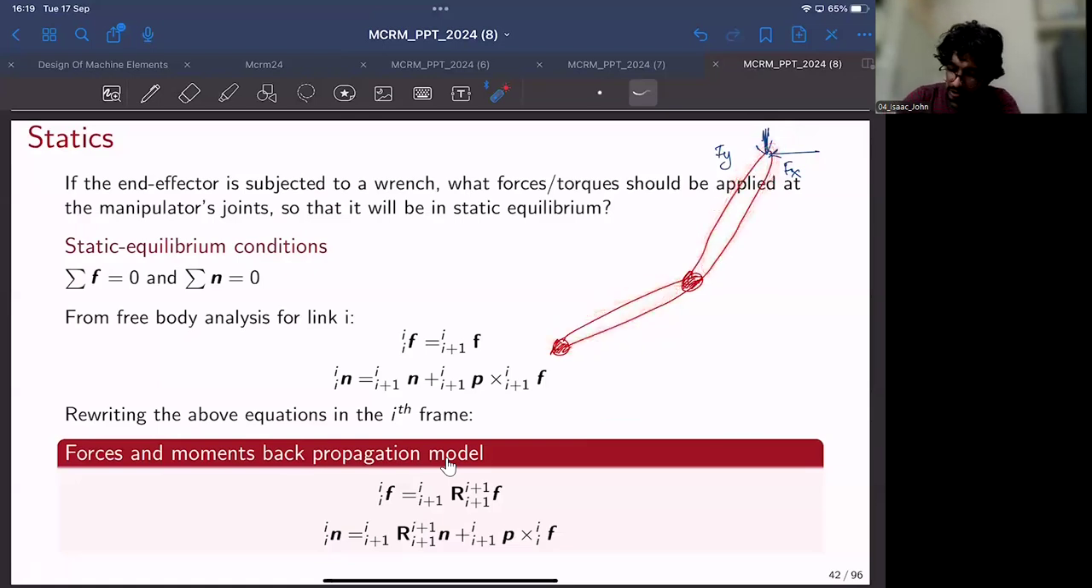And we do so by analyzing the free body diagrams of each of these links. So this part is the force equilibrium, and this part is the moment equilibrium for the ith link. You begin from the extreme link, find the forces and the moments using the free body diagram, and then iterate back to the preceding links. In that regard, the force and moment back propagation model would be given by these recursive relations. This is for force and this is for moments.